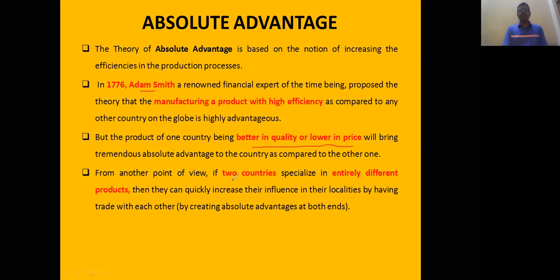First and foremost, if there are two countries which are entirely different in the products they produce, they are said to be having absolute advantage. China in terms of price, Japan in terms of technology. These have gained absolute advantage in those terms.